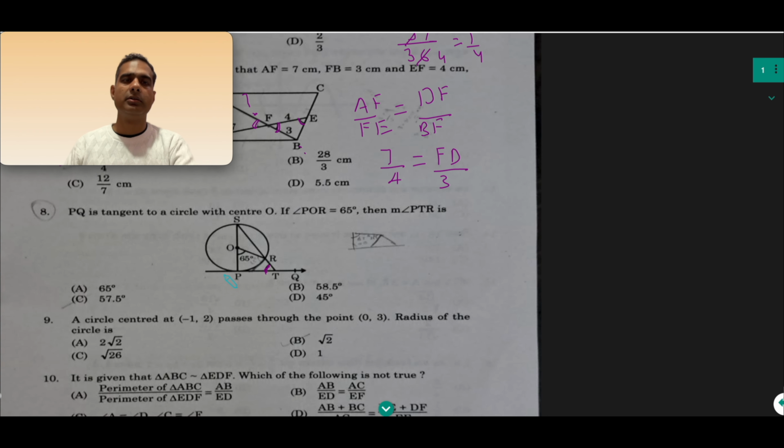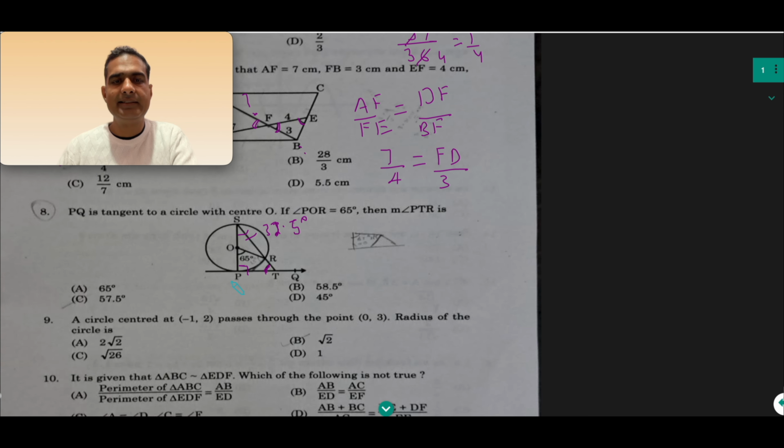So this is a good question, and based on the application of the relationship between angles subtended by an arc at the center and at the circumference. So we can see that angle PSR and POR both are subtended by the arc PR, and POR is the angle subtended at the center, that is 65 degrees. So angle PSR will be half of 65 degrees, that is 32.5 degrees. So this angle is 32.5 degrees.